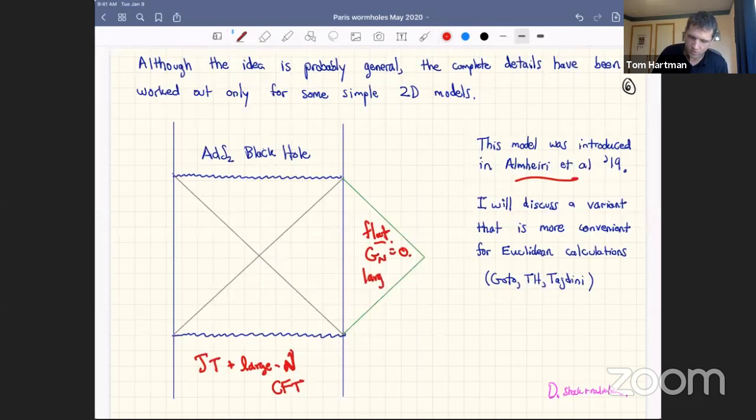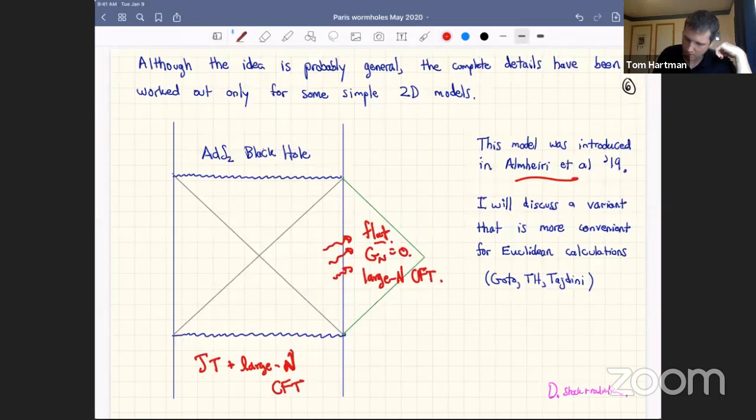So in other words, there's radiation coming off this black hole, which is able to escape into the flat region. This black hole is now asymptotically flat, but it's in this sort of strange hybrid theory where you have an AdS2 region with dynamical gravity and a flat region that does not have dynamical gravity.